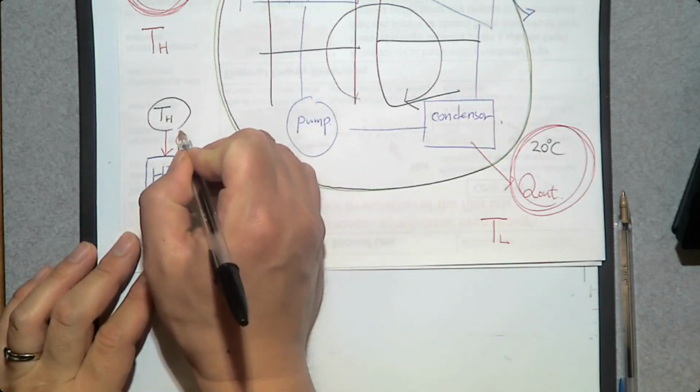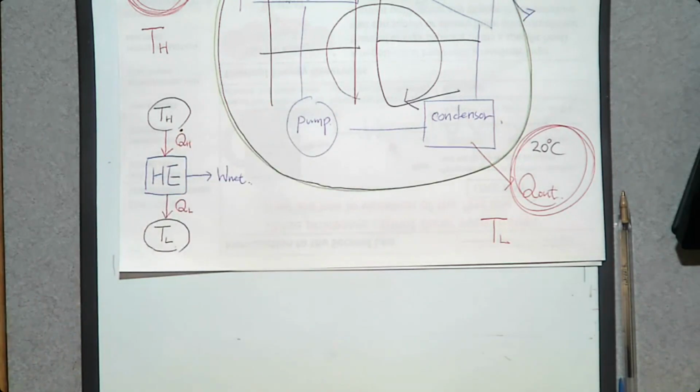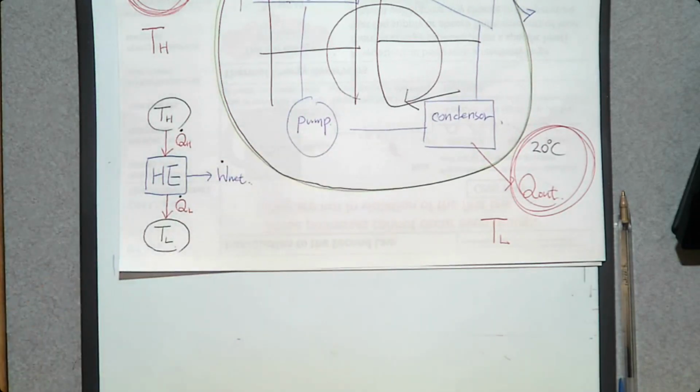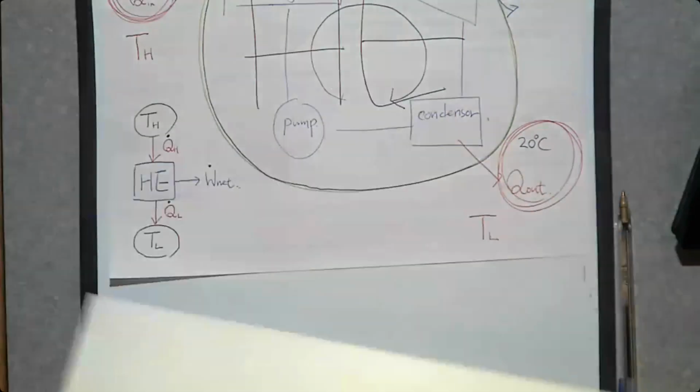What is the rate form? We divide each term by time. So instead of heat transfer Q, we say the rate of heat transfer from this high temperature thermal energy reservoir, Q dot H. Instead of QL, the rate of heat transfer rejected from the heat engine to a low temperature thermal energy reservoir, Q dot L, and we can produce net power, which is W dot net. Then, can we apply the energy balance equation? Yes, we can. And how?